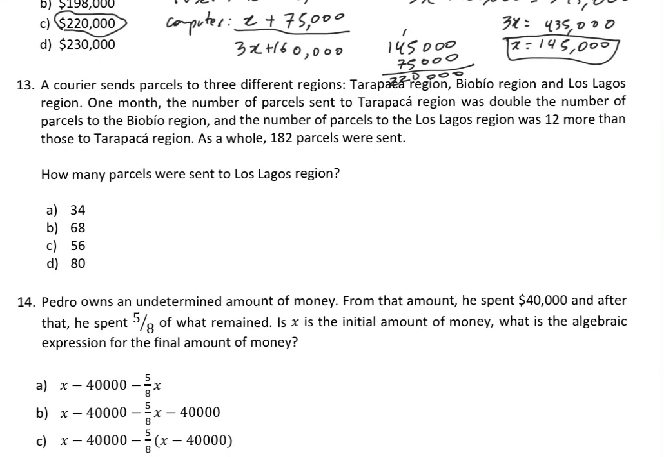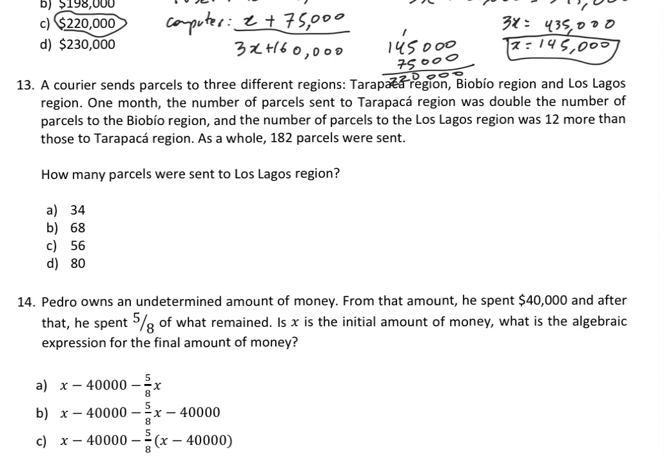Let's do this one. A courier sends parcels to 3 different regions, Tarapacá, Biobío, and Los Lagos. In 1 month, the number of parcels sent to Tarapacá was double the number of parcels to the Biobío region, and the number of parcels to Los Lagos was 12 more than those to Tarapacá. So, again, the same idea. We have to refer back to something. So, Tarapacá refers back to Biobío, right? Yes. And Los Lagos refers to Tarapacá, which in turn refers back to Biobío.